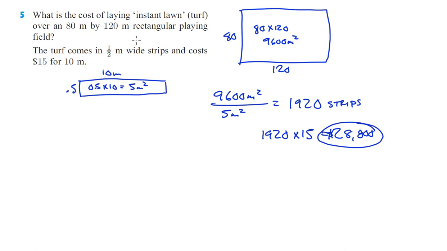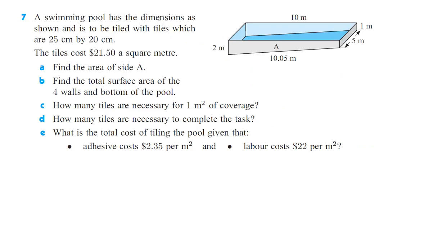the strips. Granted, it is 80 meters by 120 meters, which is basically like a football field. That's even bigger than probably most football fields, but pretty close to. Anyway, that's a lot of money. So anyway, moving on. Number 7, the swimming pool question.